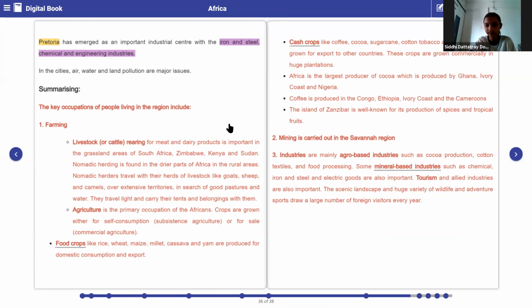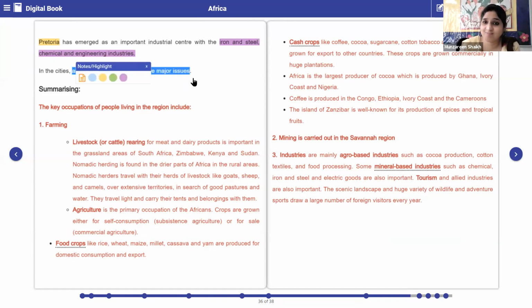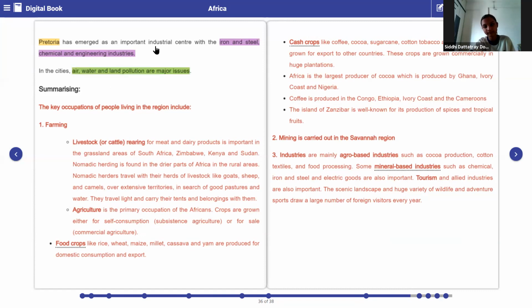Pretoria. Okay. In cities, air, water, and land pollution are major issues. Do you all agree? Yes, ma'am. Okay. In India, which state is having maximum air pollution problem? Delhi. What do you think? What are common people doing if they are stepping out of the house? Ma'am, wearing masks. Yes. Okay.